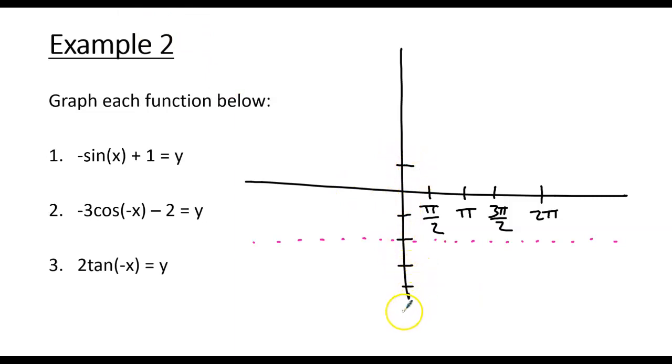1, 2, 3, and that will give us our max at 1 and our minimum at -5.